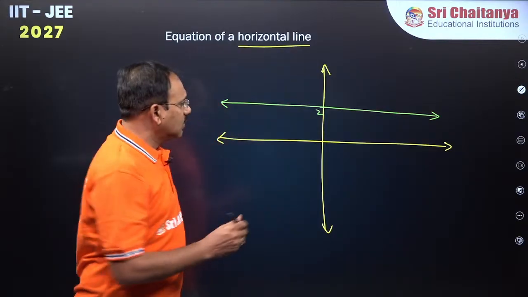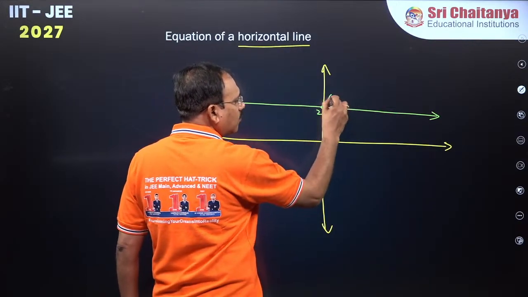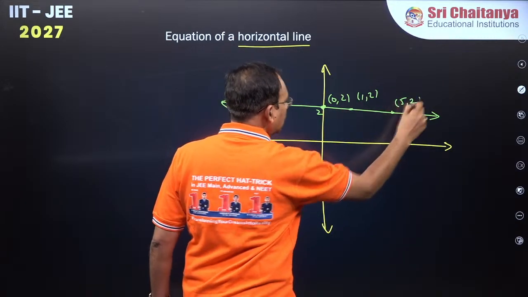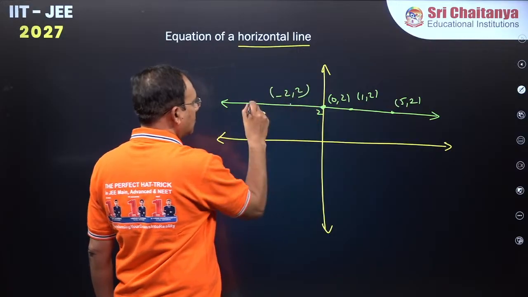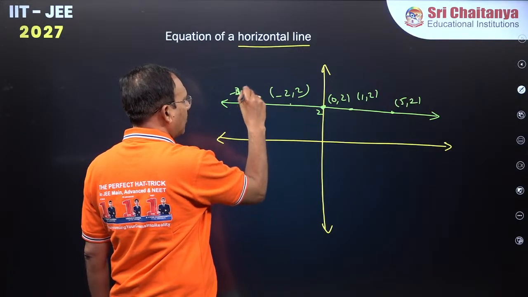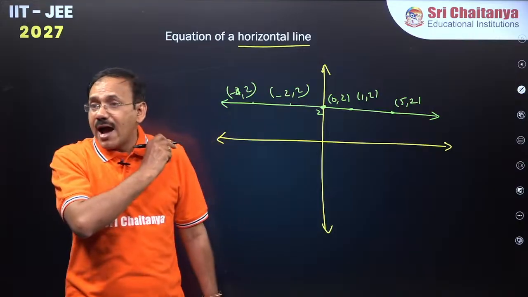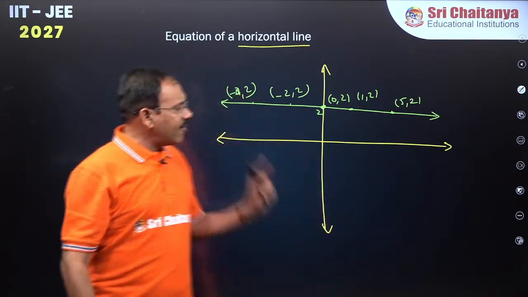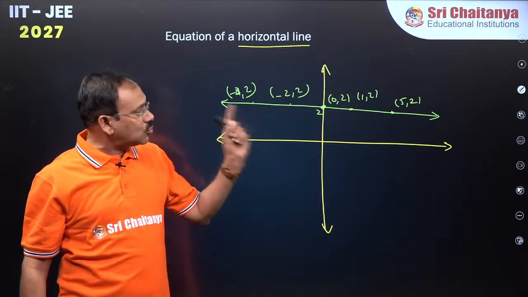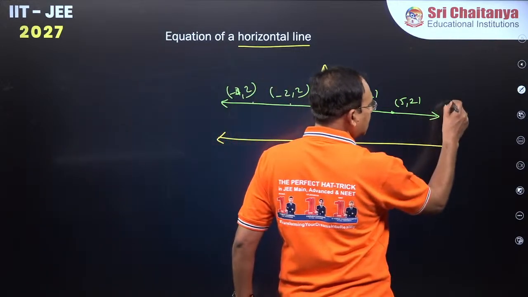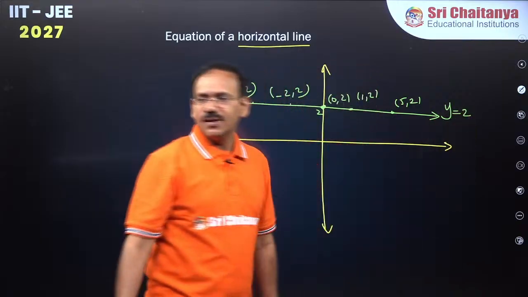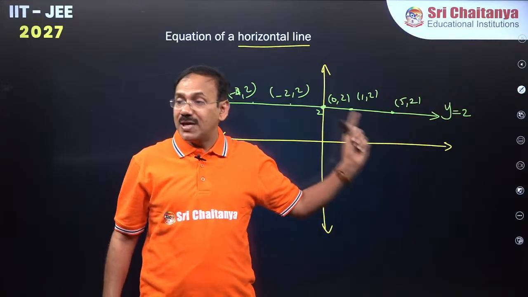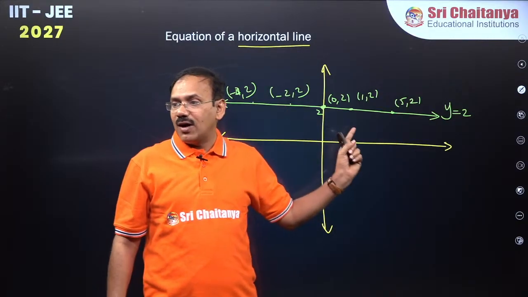Okay. Now suppose you just take this point. This is going to be (0, 2), (1, 2), (5, 2), (-2, 2), (-3, 4, 2). You just observe: for every point on it, the y coordinate is 2. Am I correct, guys? For every point, its y coordinate is 2, and hence I can say that its equation is y = 2. Correct? The equation of this line is y = 2 because for every point on it, the y coordinate is equal to 2.